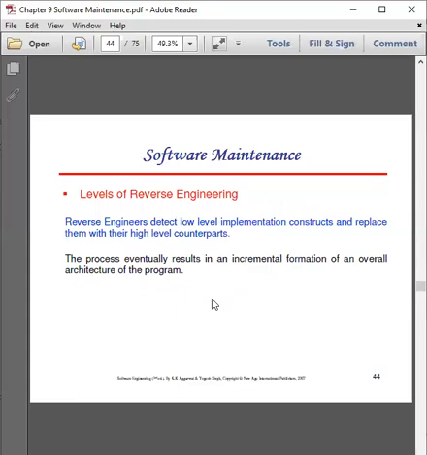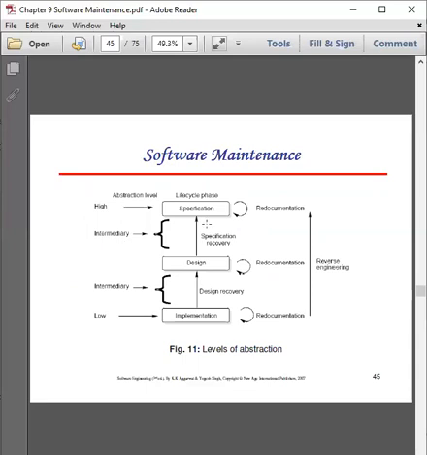Level of reverse engineering. Reverse engineers detect low-level implementation constructs and replace them with their high-level counterparts. The process eventually results in an incremental formation of an overall architecture of the program. This is a structure of levels of abstraction: high level, specifications, lifecycle phase, recommendation, redocumentation, and this is specification recovery, design recovery, implementation, low level, intermediary. This is the reverse engineering structure.